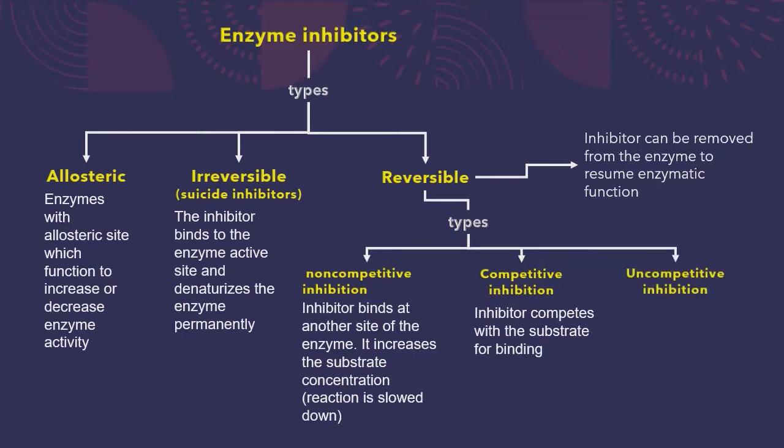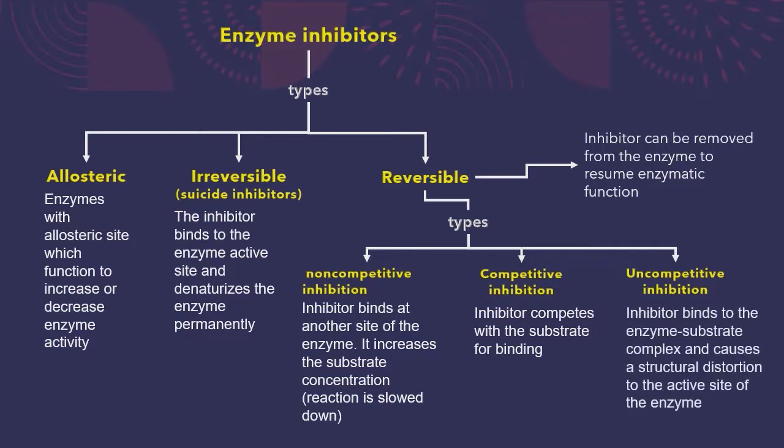And the last one for the reversible type of enzyme inhibition is called the uncompetitive inhibition, wherein the inhibitor binds to the enzyme substrate complex. That is very similar to non-competitive, but it's very close to the enzyme and substrate complex, and that causes structural distortion to the enzyme, and it will also alter the function of the enzyme. So we are going to present some examples of this one later in the next slide.